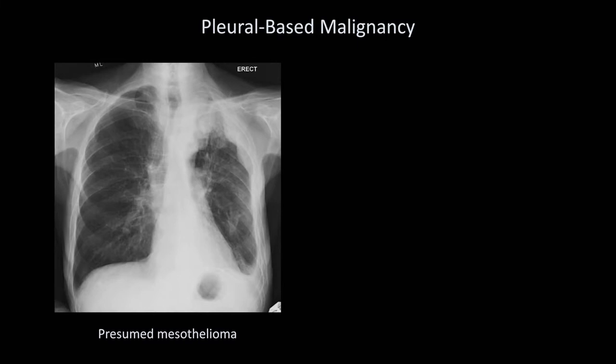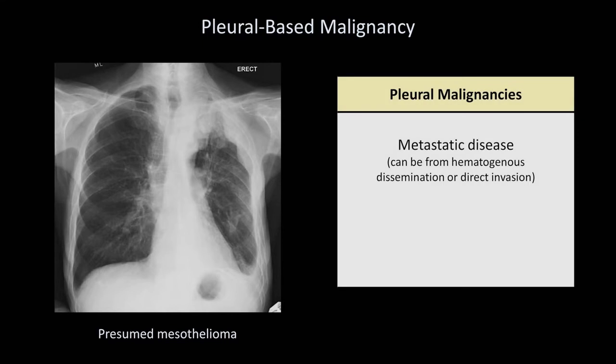The final pleural abnormality is a pleural-based malignancy. These can be difficult to conclusively distinguish from soft tissue masses or an unusual loculated effusion. Most pleural malignancies are the consequence of metastatic disease, either hematogenous dissemination or direct invasion. However, mesothelioma, a primary malignancy of the pleura, has a very increased incidence in patients with prior asbestos exposure.